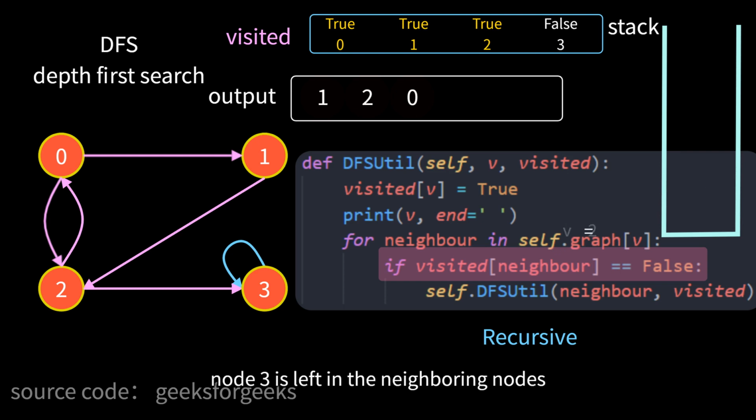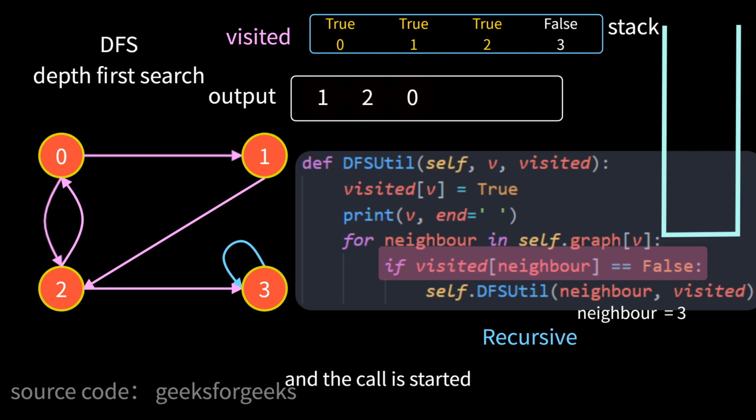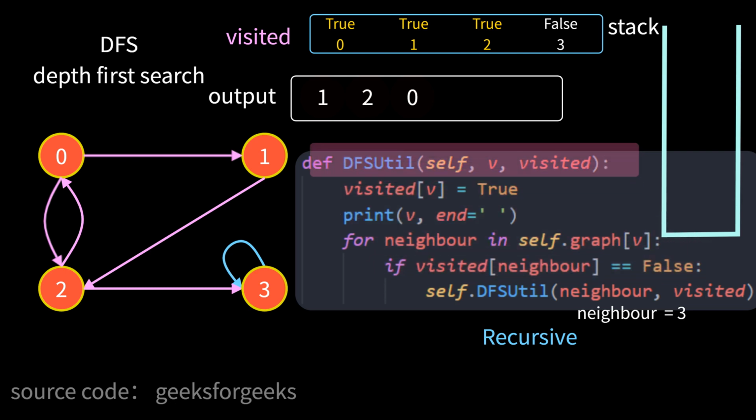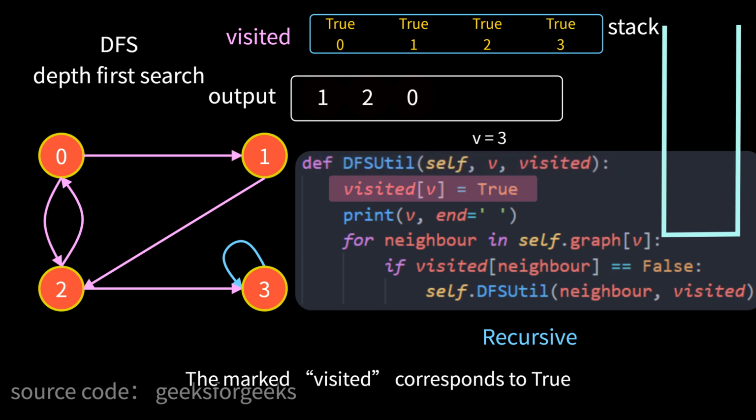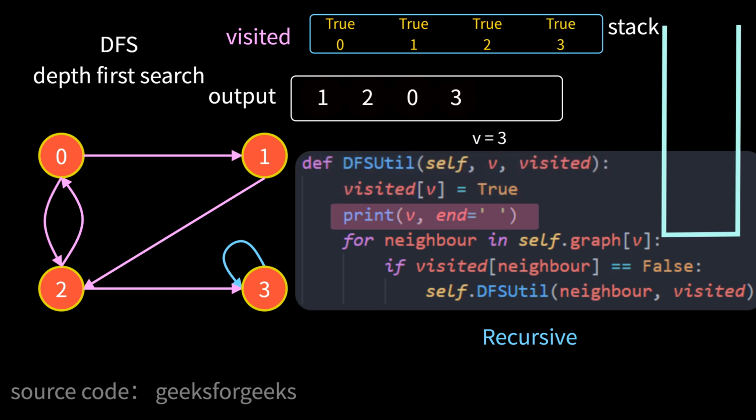At this time, node 3 is left among the neighboring nodes of node 2, and the call is started. Now v is 3, visited is marked true, and it is output directly. Okay, in fact, the program will continue to execute, but this will not have any impact, so skip it here.